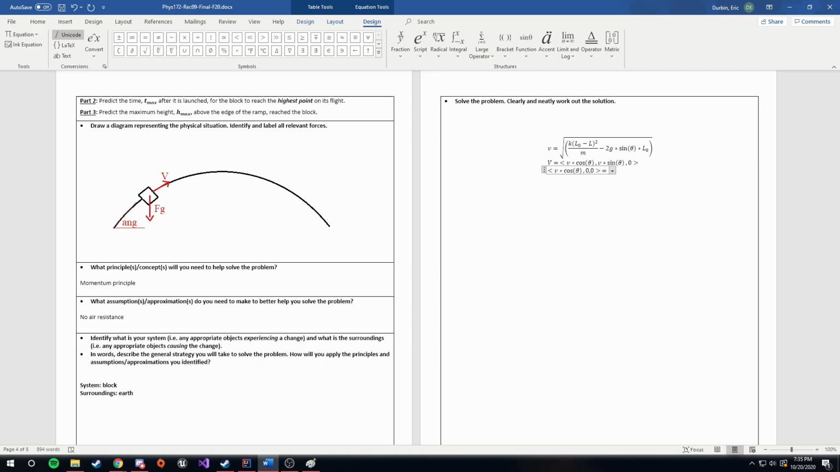Equals, plus 0, t. If it's a constant net force, are we supposed to do something different? No. Okay.